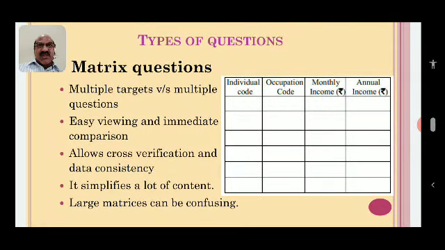Or there can be a matrix option, multiple targets and multiple questions. Say individual code, occupation code, then monthly income. If you are getting monthly income, then you can convert it into annual income. Whoever says monthly, fill it in the monthly. Whoever says annual, fill it in the annual. So by utilizing little space, you are quite comfortable writing the answers or the data easily.